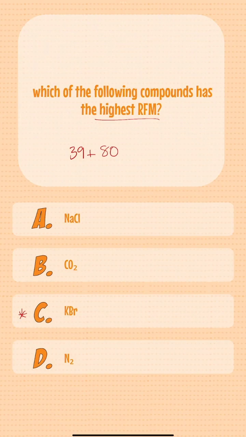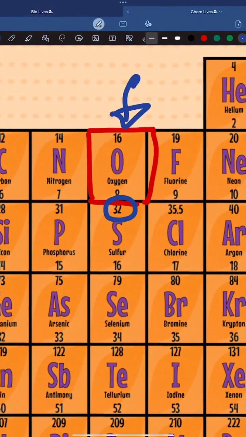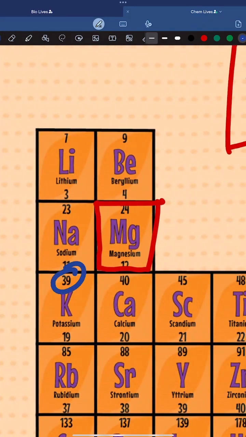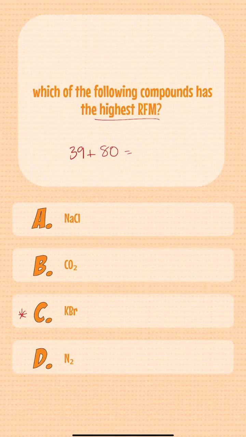How do you find it again? So let me show you. So Br is here. It's the bigger number. That's 80. K is on this side, 39. So you do 80 plus 39. And then do the same for all of these.